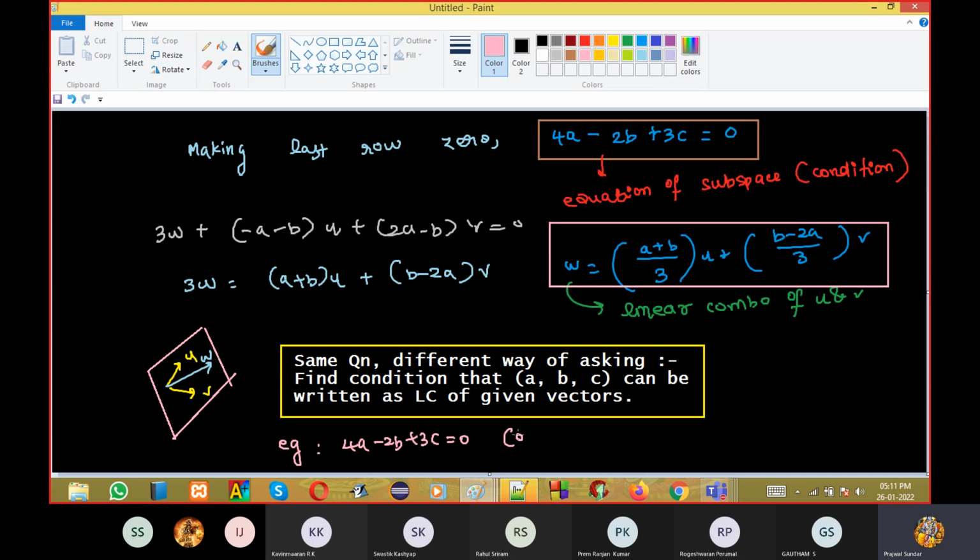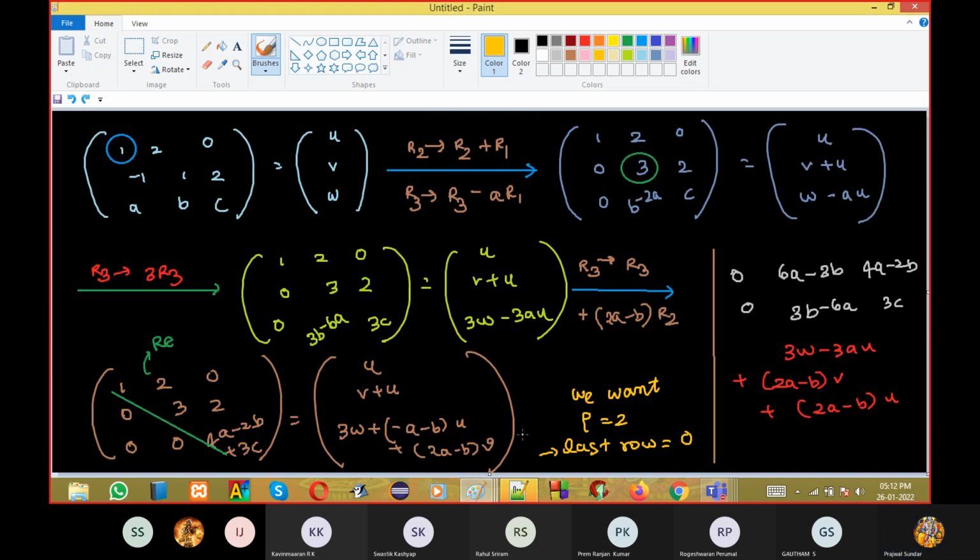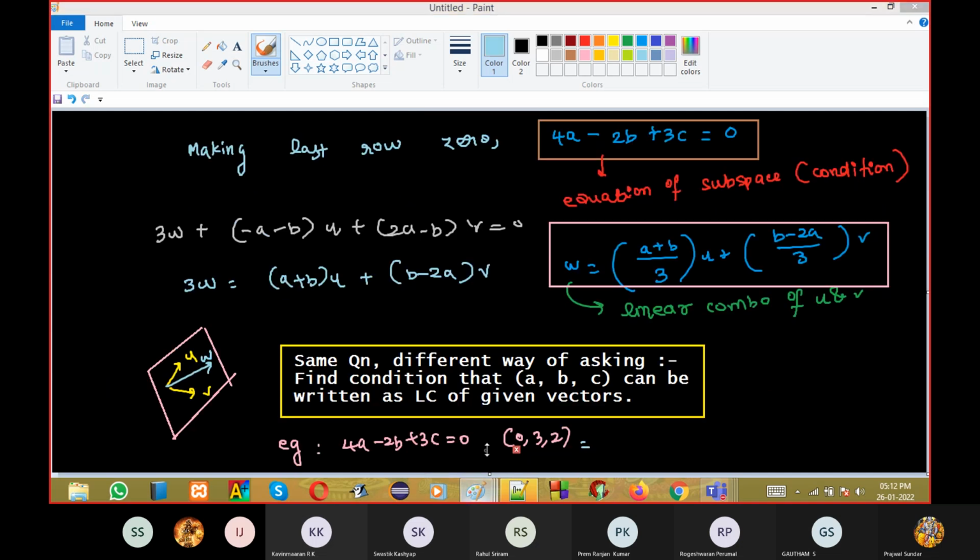Tell some point from this plane. 0, 3, 2. Satisfying, no? So check. Okay, sure. So I can write this as A plus B by 3 times the U vector, which will be 1, B minus 2A, B minus 2A by 3, plus the B vector. So any vector can be written as a linear combination. See, if you add this, you will get 0, 3, 2. It is a linear combo. This is what the concept is about. Is it clear?